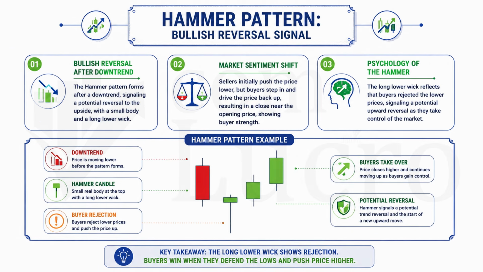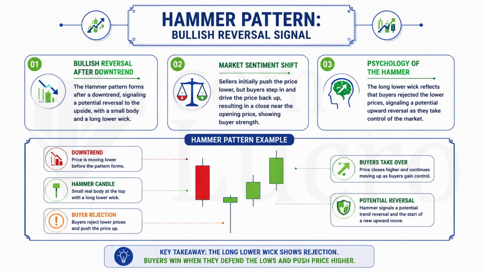Now let's look at the hammer, a well-known bullish reversal signal that typically appears after a downtrend. It has a small body near the top and a long lower wick. That shape shows sellers first drove price down, but buyers later stepped in with strength, pushing it back up to close near the open. So, what's the psychology? At first, sellers dominate, continuing the downtrend. But then buyers enter aggressively, reject those lower prices, and spark a sharp recovery.